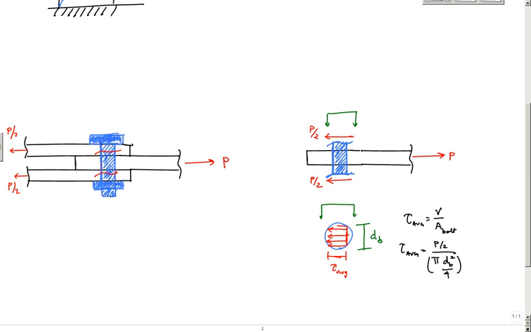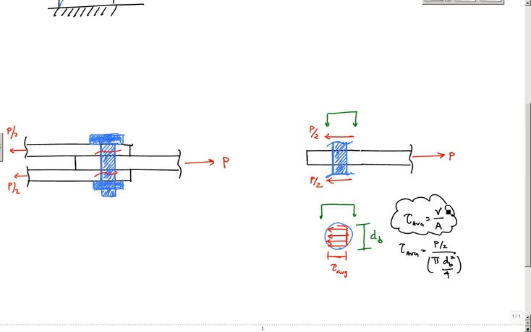Now this equation here represents the average shear stress. This is a generic equation for average shear stress, which is essentially the shear force acting on that surface divided by the area. If I take the bolt part off, I erase that right there. So this would be an equation to calculate the average shear stress.